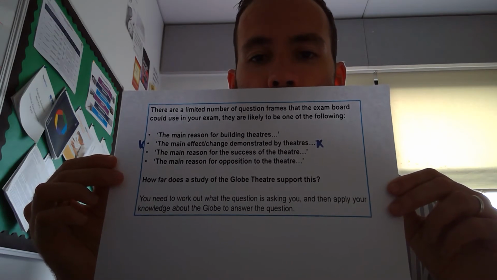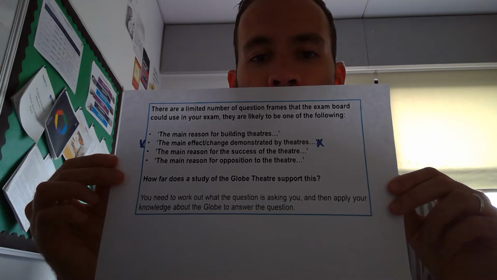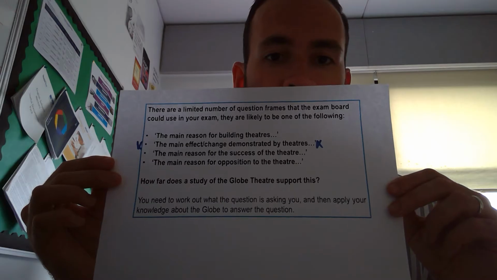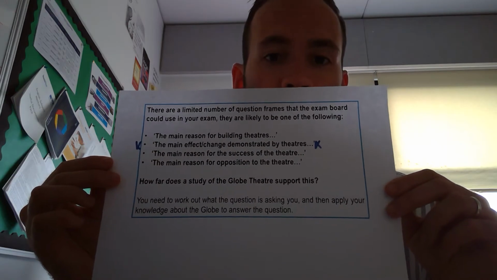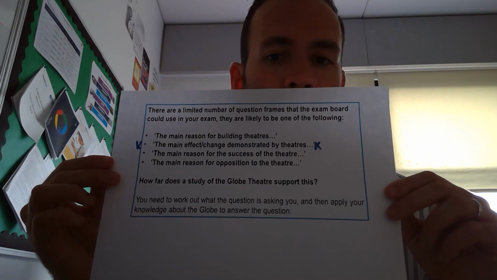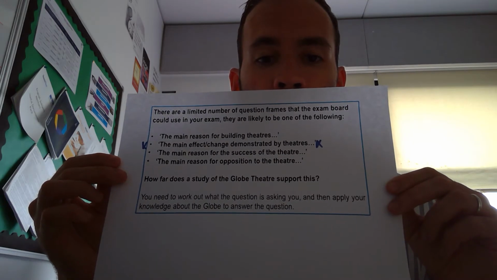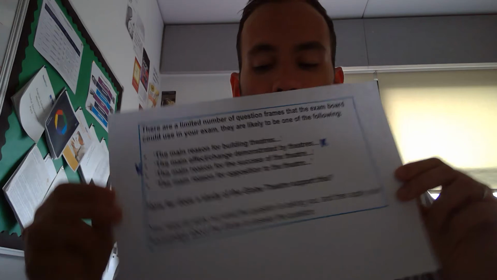The main effect or change demonstrated by theatres like the Globe is, and then it'll give you a factor. So this might be rise of the gentry or increased wealth in society. And then how far does the study of the Globe Theatre support this? So if you were doing this question, which is on the effects and change demonstrated by theatre, what you would start with is a very brief introduction. This is a 16-mark question, so you do need a short introduction.